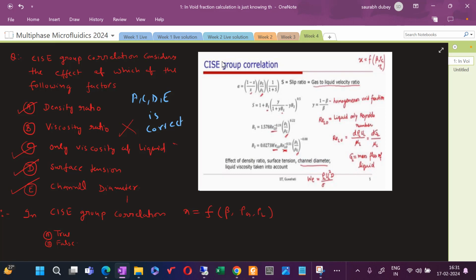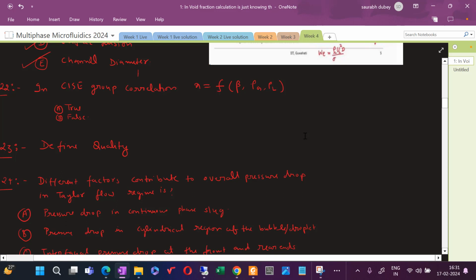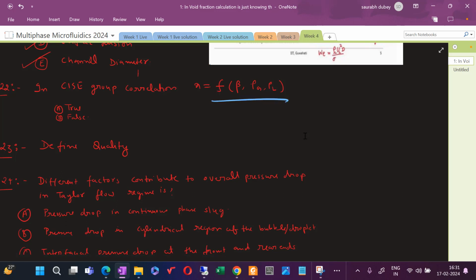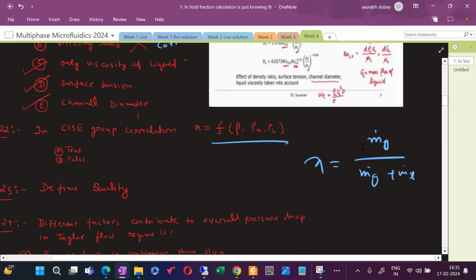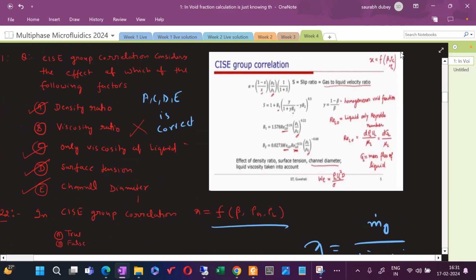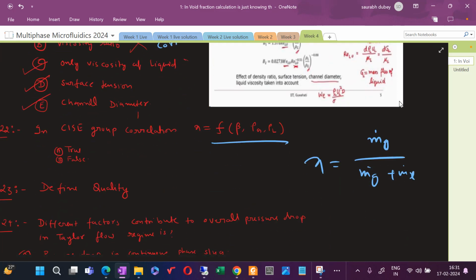And also the next problem, which says in CISE correlation, the X equals to this, which is the quality, and the quality is defined as mass of the gas to mass of the gas plus mass of the liquid equals to X. Okay, so this you see, this is a function of gas-liquid density and the void fraction beta. So this is true.